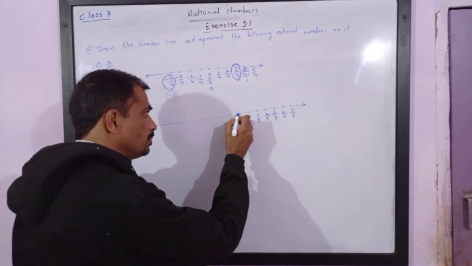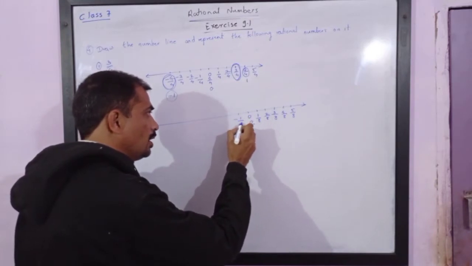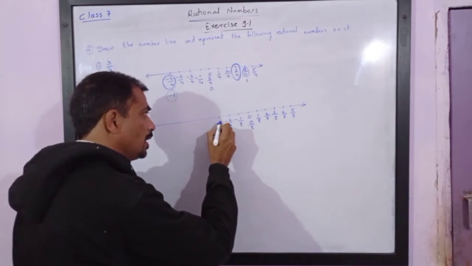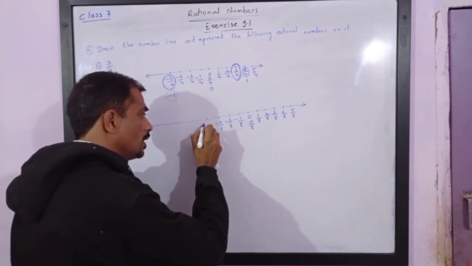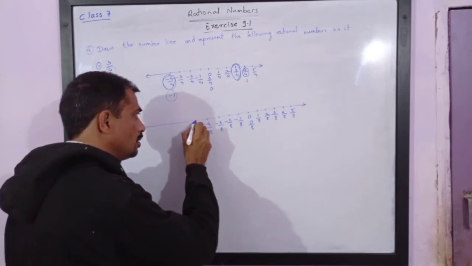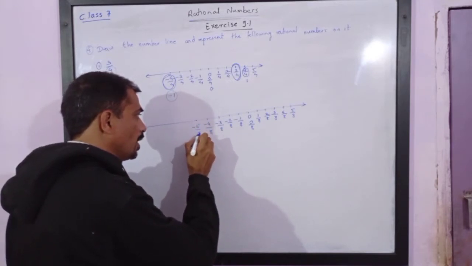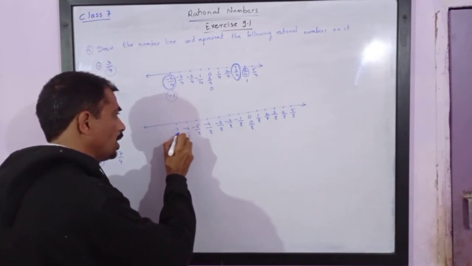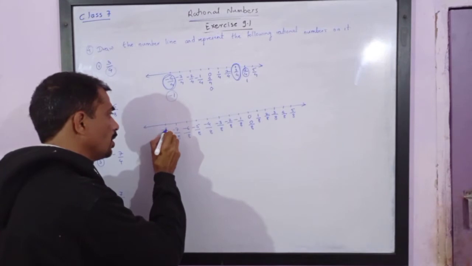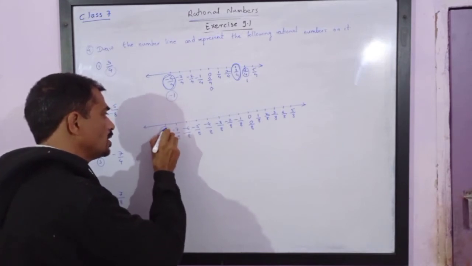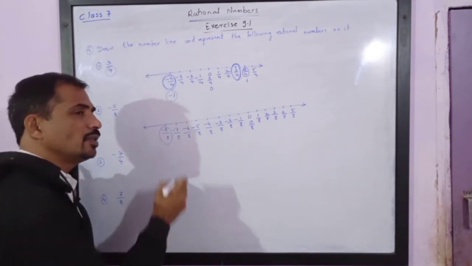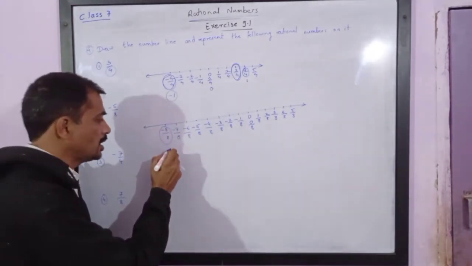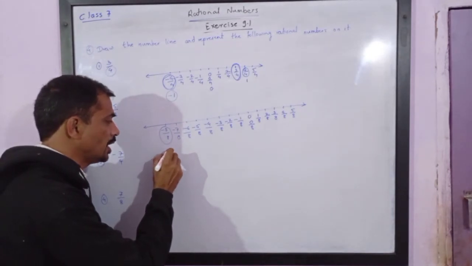So this will be negative 1 upon 8. Second will be negative 2 upon 8. Third will be negative 3 upon 8. Next will be negative 4 upon 8, next negative 5 upon 8, negative 6 upon 8, negative 7 upon 8, negative 8 upon 8. Please try to understand this. Negative 8 upon 8 is reducible. If you divide both numerator and denominator by the same number, we will get negative 1 upon 1, which means this is negative 1.